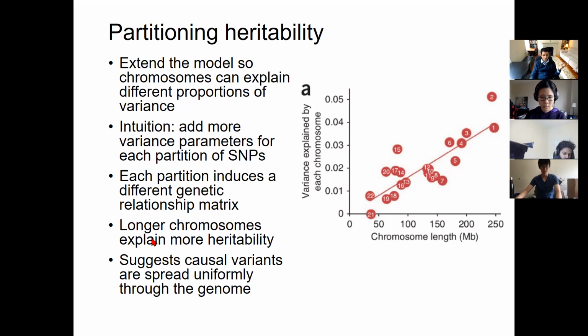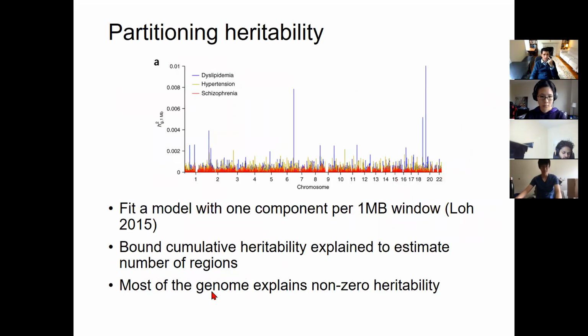And what we're finding again is that longer chromosomes explain more heritability, suggesting that causal variants are spread almost uniformly across the genome, which is again mind-boggling. And if you look at different traits, dyslipidemia, for example, has a lot of high concentration loci, but also a lot of additional heritability throughout. Hypertension has a smaller number of these really strong loci, and again, many more loci explaining small amounts of heritability.